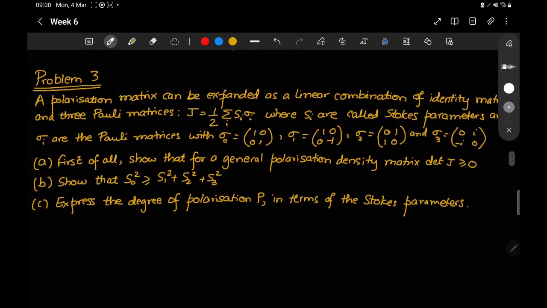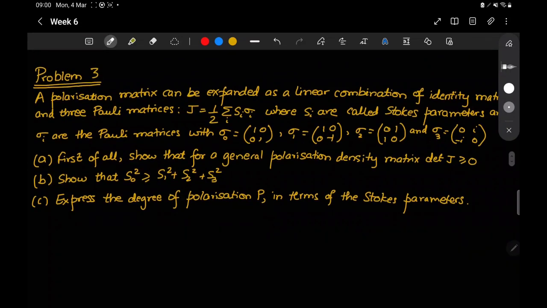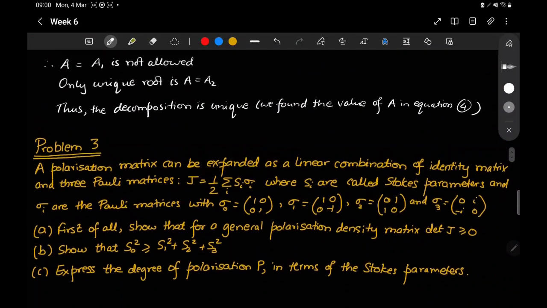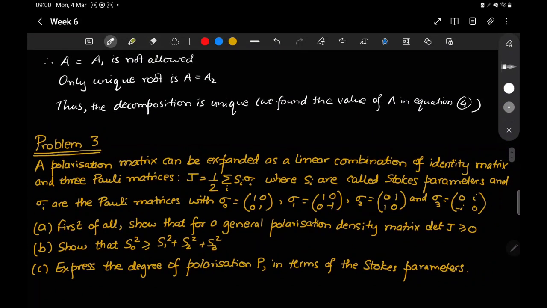Okay, so next question. A polarization matrix can be expanded as a linear combination of identity matrix and three Pauli matrices. And this is the expression how it is written. And this Si are called Stokes parameters and sigma i are the Pauli matrices, and all the Pauli matrices are listed down here.